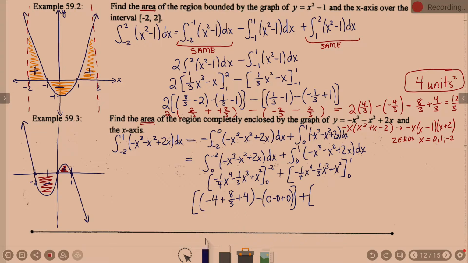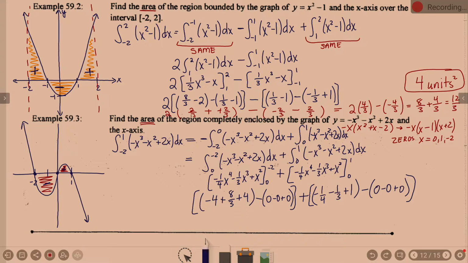Negative 1/4 x to the 4th. Okay, so putting in 1. Negative 1/4 minus 1/3 plus 1. And then I'm going to subtract. Now I'm putting in 0. 0 minus 0 plus 0. Always check, though. Is it all 0? Which in this case, you're plugging in for x's. But for instance, if you're plugging into a cosine, cosine of 0 isn't 0, so you have to watch out.